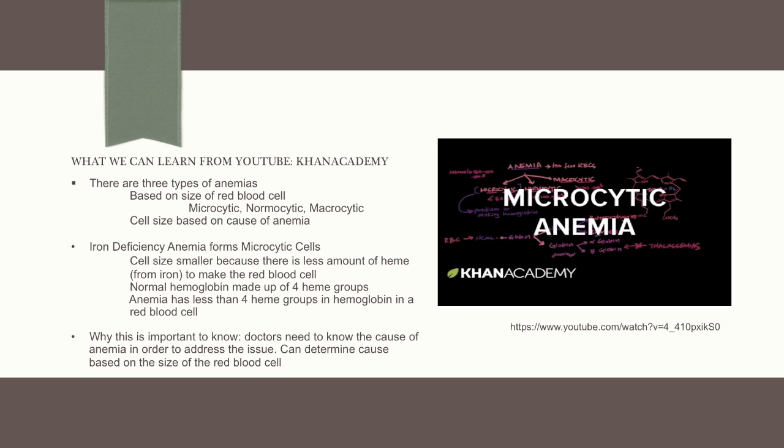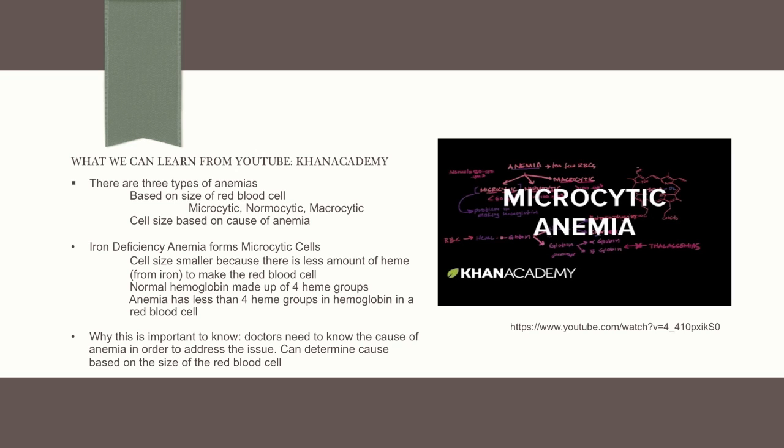The type of cell that iron deficiency anemia produces is the microcytic cell, which means that it makes small cells. The reason that iron deficiency leads to smaller red blood cells is that there is a lack of heme in order to make a full red blood cell, which requires 4 hemes to form hemoglobin. When 4 hemes aren't available from iron, the red blood cell settles for less than 4 hemes, such as 3 or 2 in a red blood cell. That causes a reduction in size. So why is the cell size important for us to know? It allows doctors to be able to diagnose your anemia appropriately in order to prescribe the right treatment.